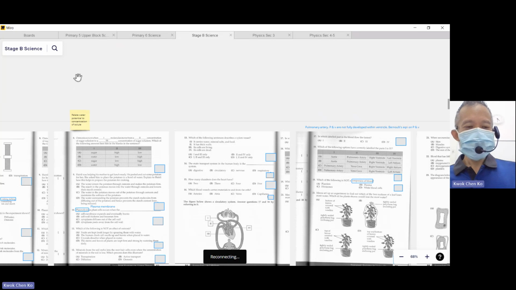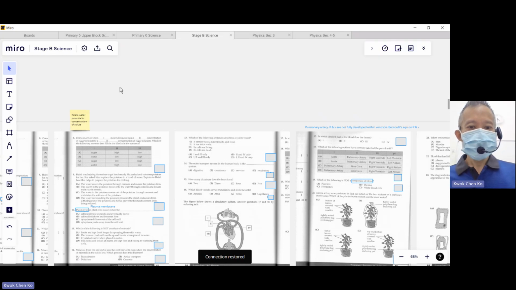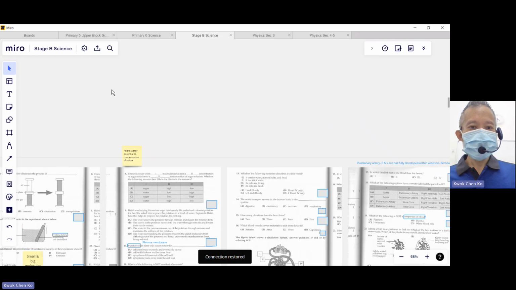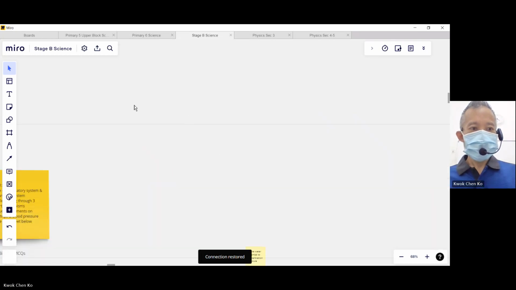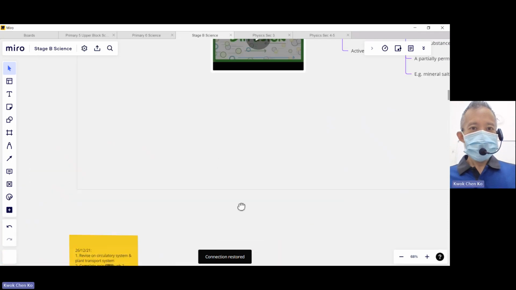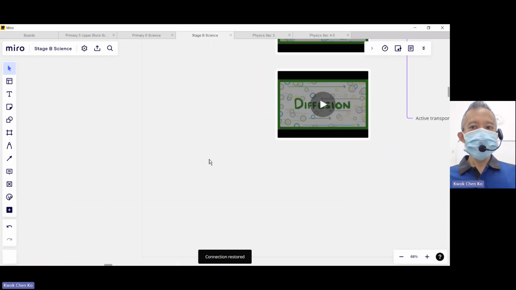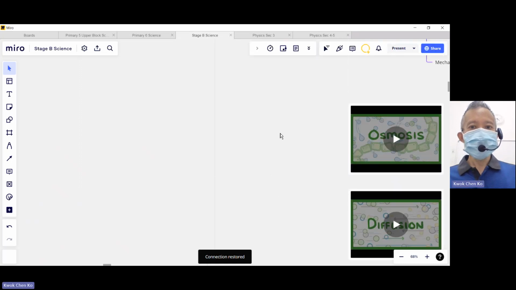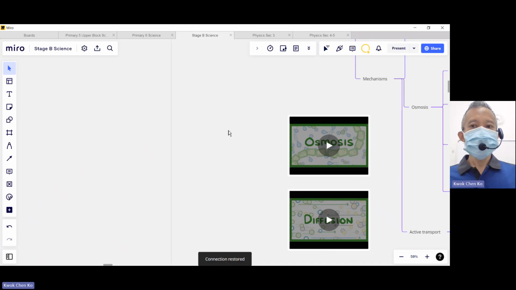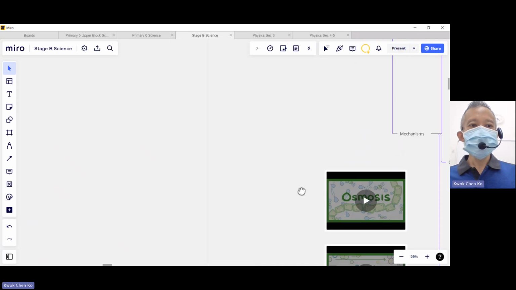Okay, let's do a quick overview of this topic, the human circulatory system. Let me just regain the connection. Okay, let's expand on what you know. It's no longer just heart and blood vessels, right? So you need to go a bit more into detail. Right, first, let's draw a heart.